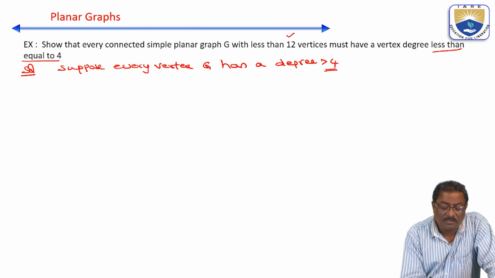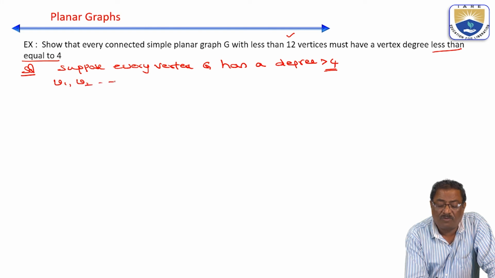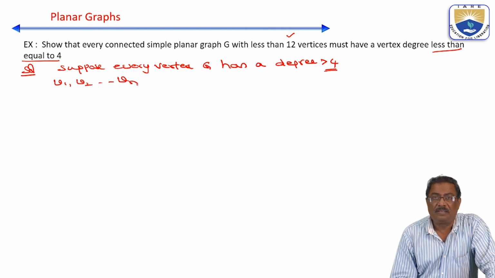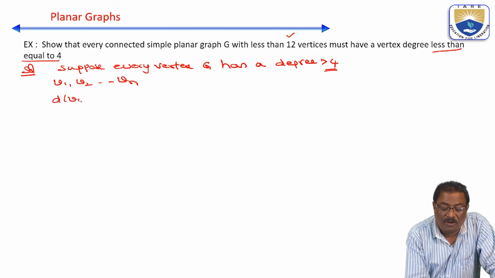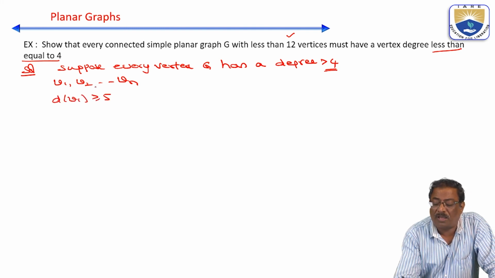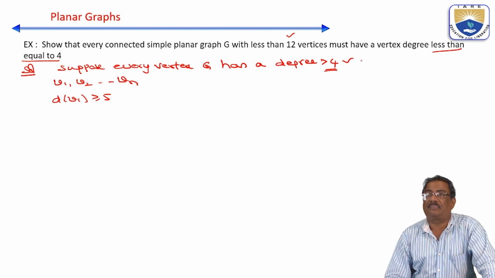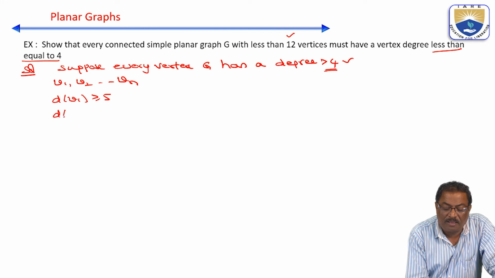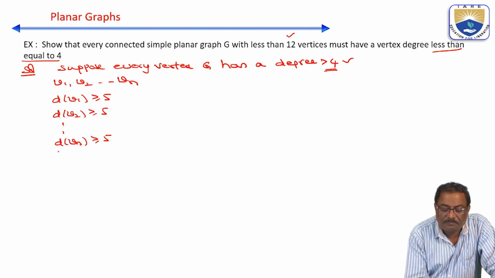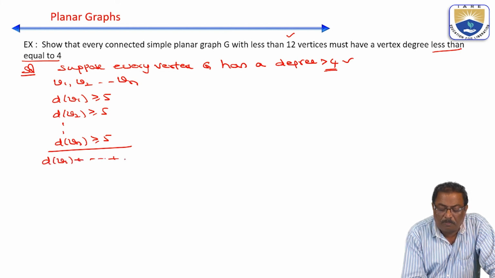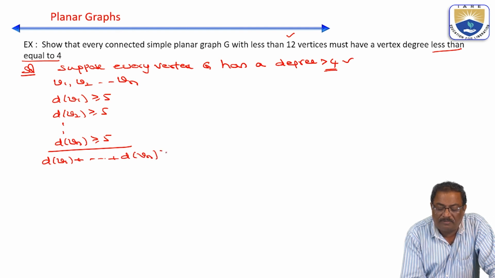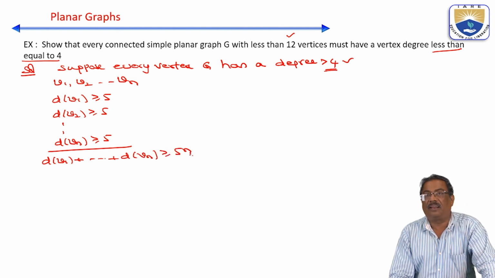Let us assume that the graph has vertices v1, v2 and so on, vn. Then degree of v1 is greater than or equal to 5, because I am taking each and every vertex degree to be greater than 4. Next, degree of v2 is greater than or equal to 5, and so on. Degree of vn is greater than or equal to 5. So degree of v1 plus degree of v2 plus and so on plus degree of vn is greater than or equal to 5n.